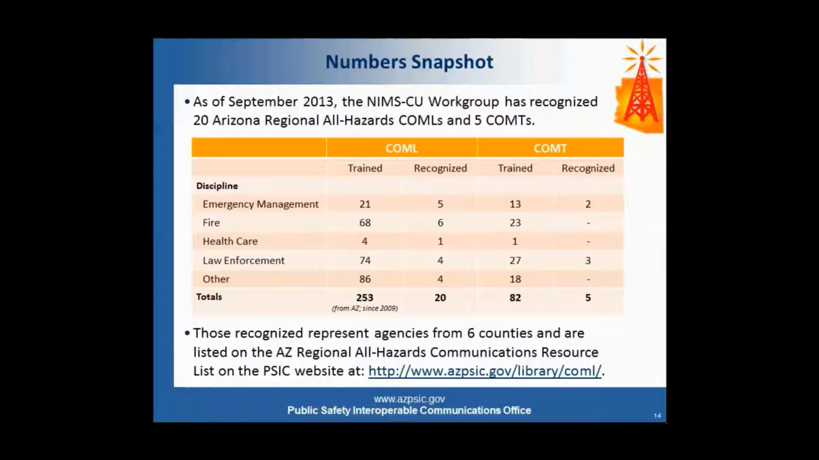Here is a slide breaking it down by the discipline. Currently we have 20 Regional All Hazards COMLs recognized and 5 COMTs. And you'll notice that the breakout is pretty good between emergency management, fire, law enforcement, and others, which are government groups, Red Cross, etc. We have recognized people in 6 different counties throughout the state, and they are listed on our website.